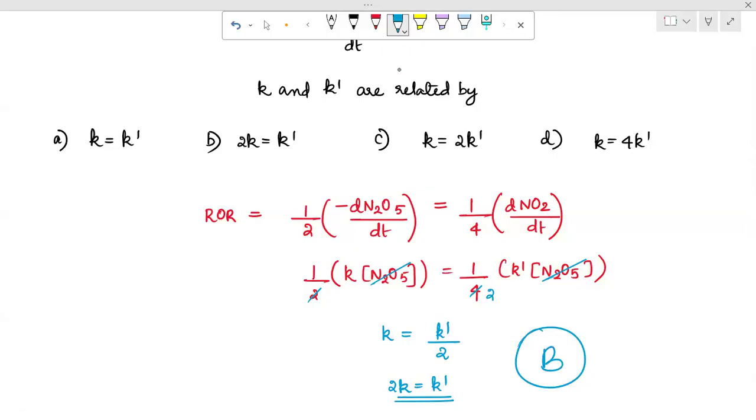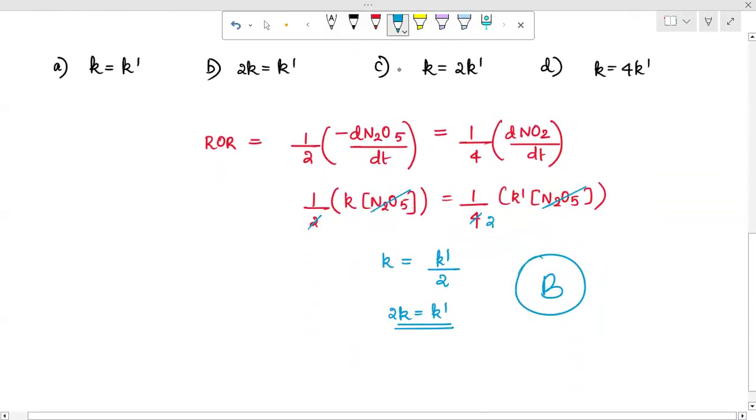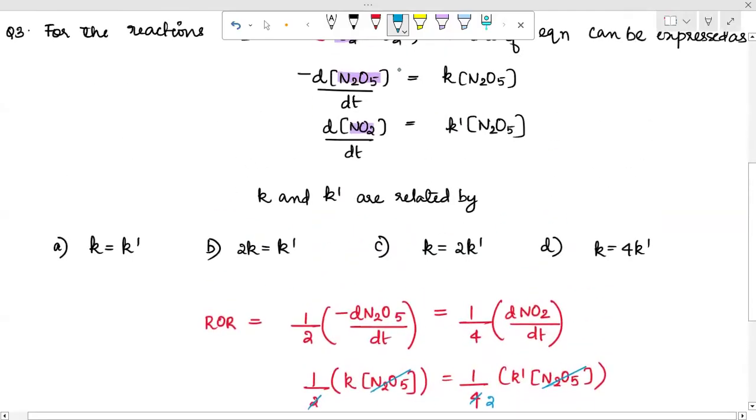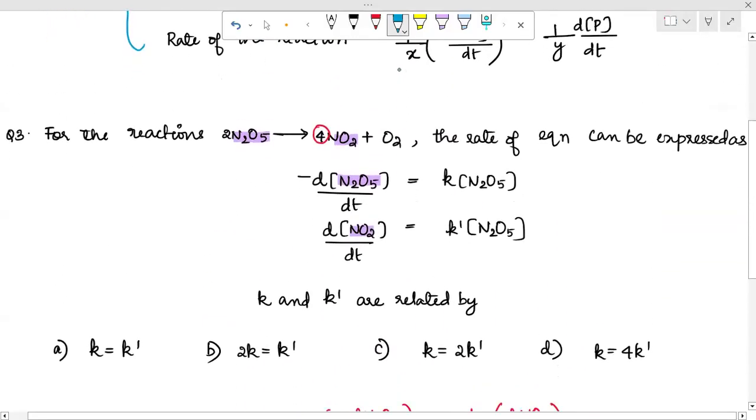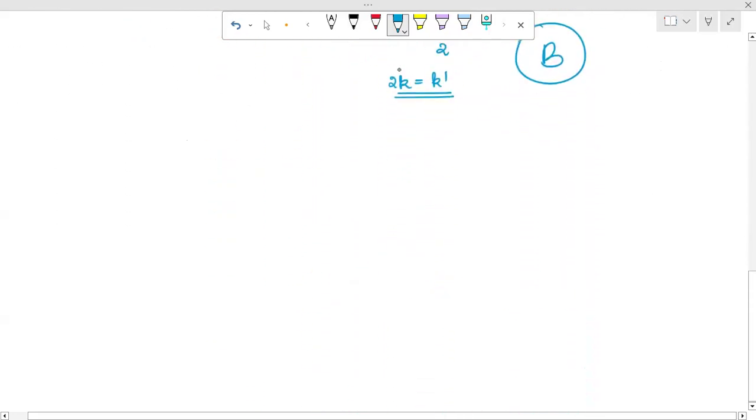Very easy. We just need to write the rate expression of the reaction, substitute whatever is given, and then we can rearrange and get to the final answer. Very easy question. Okay, so I'll give you a similar question in the assignment as well. Okay, one more question.